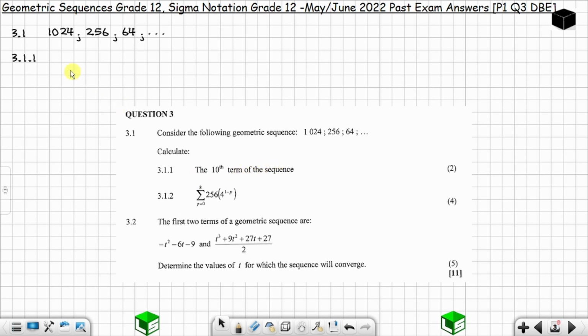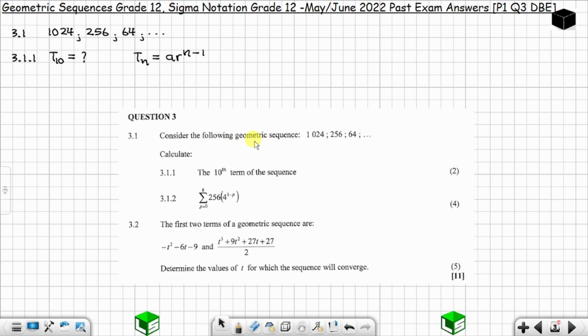You need to calculate what? T10, right? What is T10? If you want to get any term of a geometric sequence, this is the formula that you have to use. Tn is equal to A times r to the power of n minus 1. This formula is given on the information sheet together with the question paper.